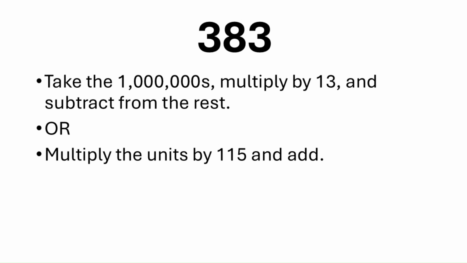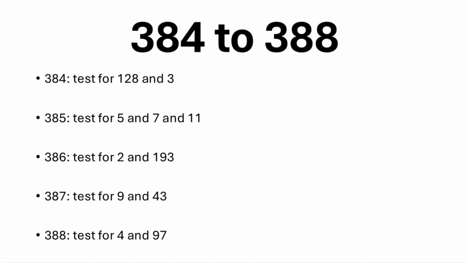383. Take the 1 millions, multiply by 13, and subtract from the rest. Or multiply the units by 115 and add. 384, test for 128 and 3. 385, test for 5 and 7 and 11. 386, test for 2 and 193. 387, test for 9 and 43.